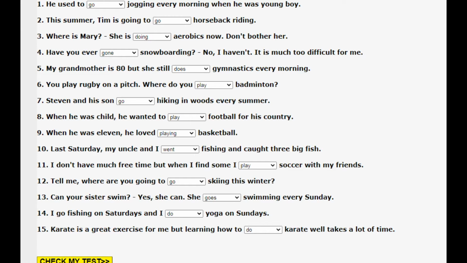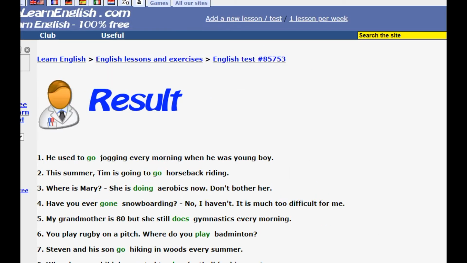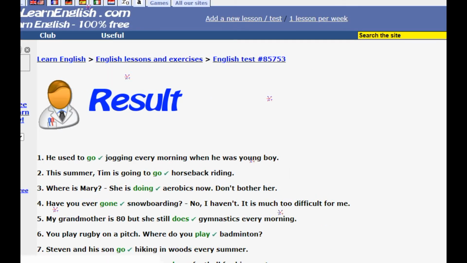Now let's check the answers here in the yellow box. Check my test. I'm waiting. So that was excellent. My result was excellent. So I say he used to go jogging, go horseback riding, doing aerobics. Have you ever gone snowboarding? My grandmother is 80, but she still does gymnastics.